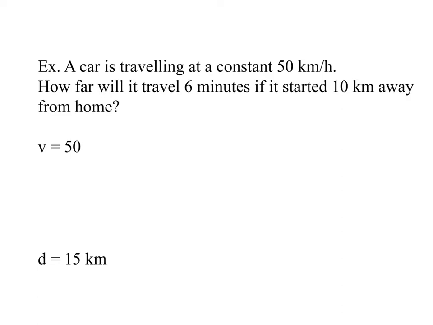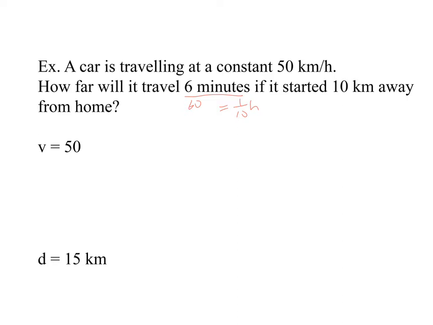This first one says a car travels at a constant speed of 50. How far will it travel in 6 minutes if it started 10 kilometers away from home? So the first thing we want to be careful of is to watch for units. We've got 50 kilometers per hour, 10 kilometers. So the first thing we want to do is divide that 6 minutes by 60, and that'll give us 1/10 of an hour. Okay, so we have to be in hours. So that's the first thing. Okay, we should be ready to go on to antiderivatives.